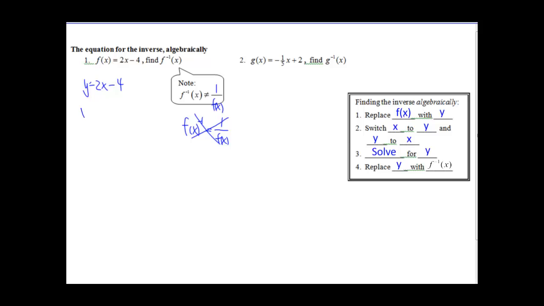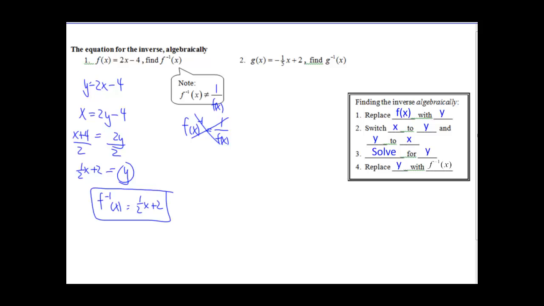So number one, if we have y equals 2x minus 4, we switch the x and the y. So this now becomes x equals 2y minus 4. Now you solve for y. Add the 4 over, divide by 2. By solving for y, we get y equals 1/2 x plus 2. We need to now replace the y with f negative 1 of x and make it f negative 1 of x equals 1/2 x plus 2. Go ahead, hit pause. Try number 2. Check back with me in a sec.